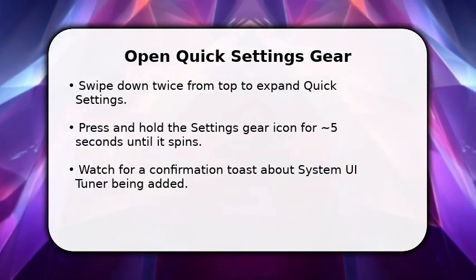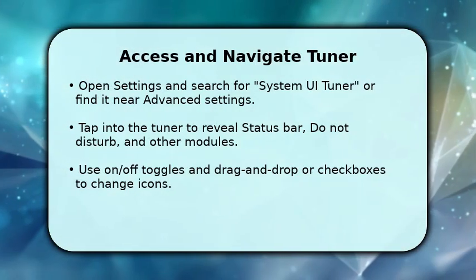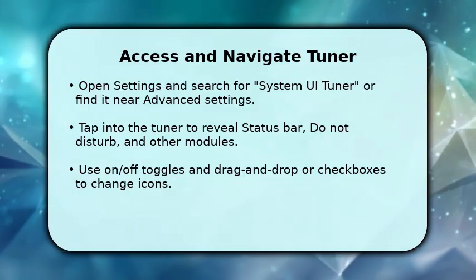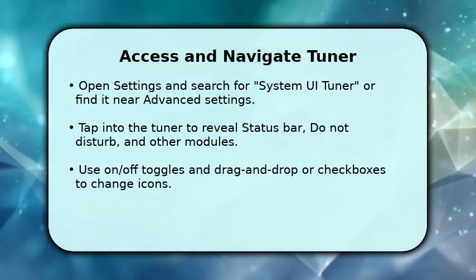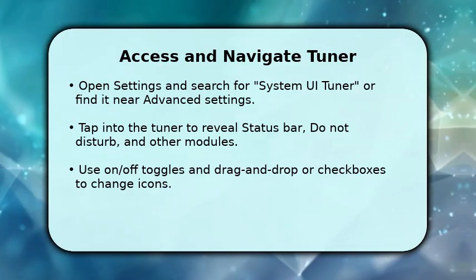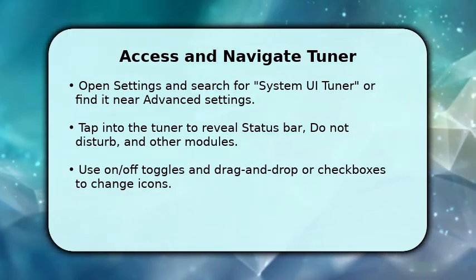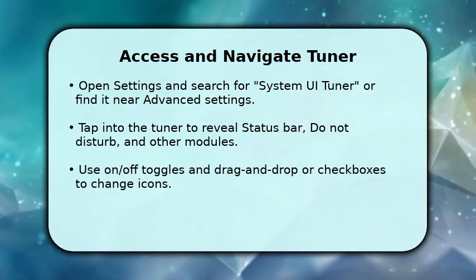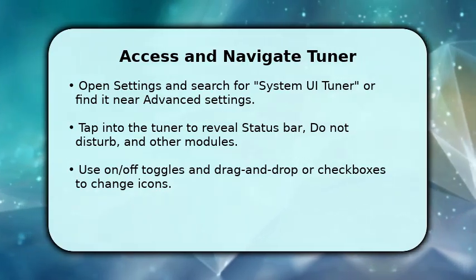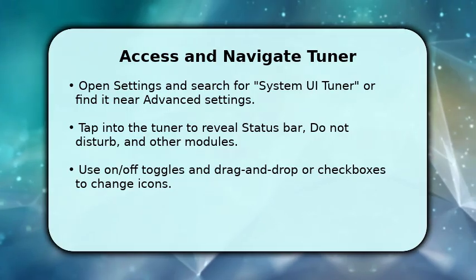You now open Settings and either search for System UI Tuner or scroll to Advanced/More settings, where Samsung sometimes places it. Tap the tuner entry to see sections such as Status Bar, Do Not Disturb, and Navigation or Battery Hints. These controls let you hide icons, change behavior, or adjust display elements.